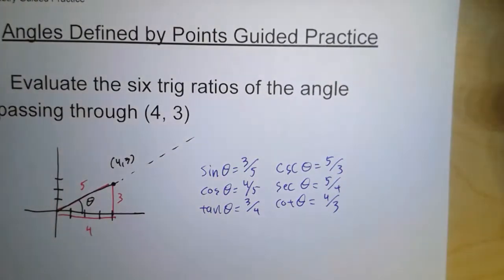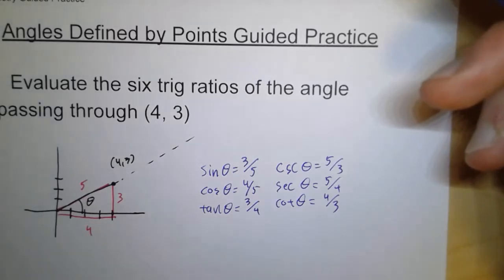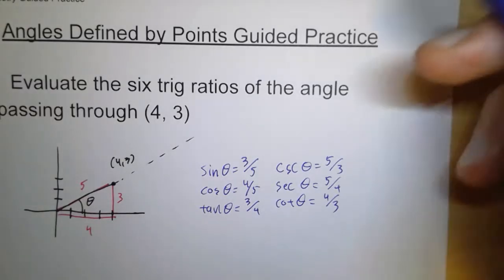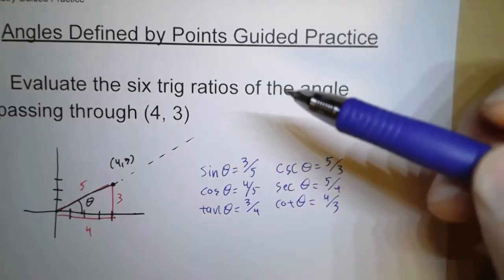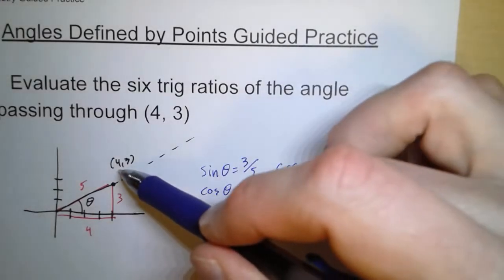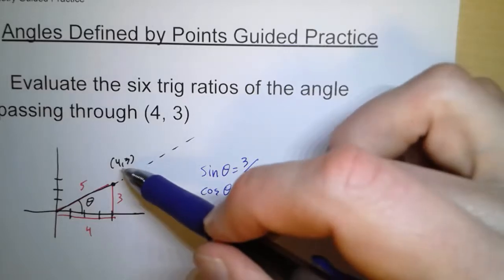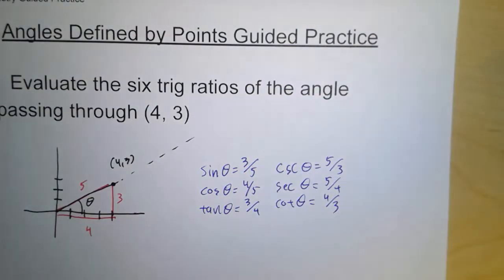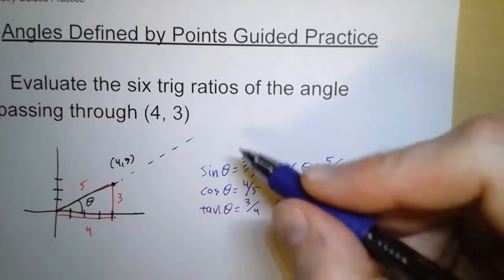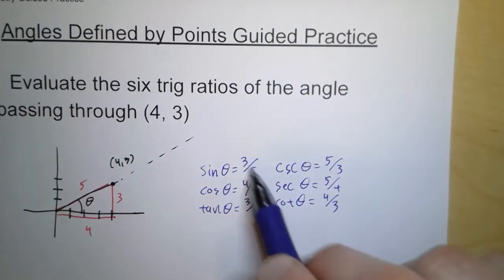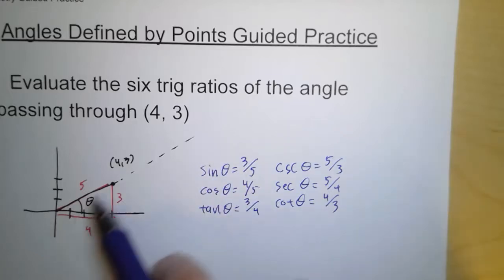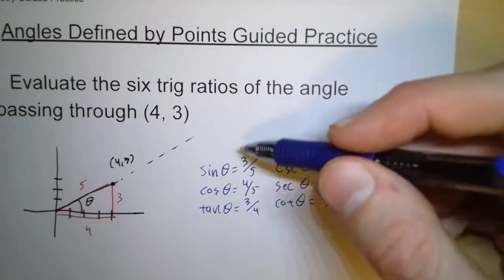But this gets a little bit trickier when we get angles that are outside of the first quadrant, because here we can clearly see, all right, this is theta. And so we have to go back and think about this and say, all right, how can I just take this coordinate and get these ratios? Well, for sine, we take the 3, we take the y value. Now where did the 5 come from? That's the hypotenuse. So we just divide by that.